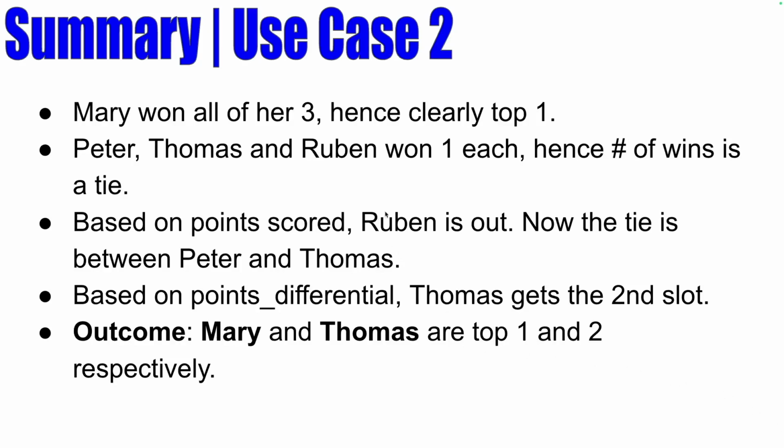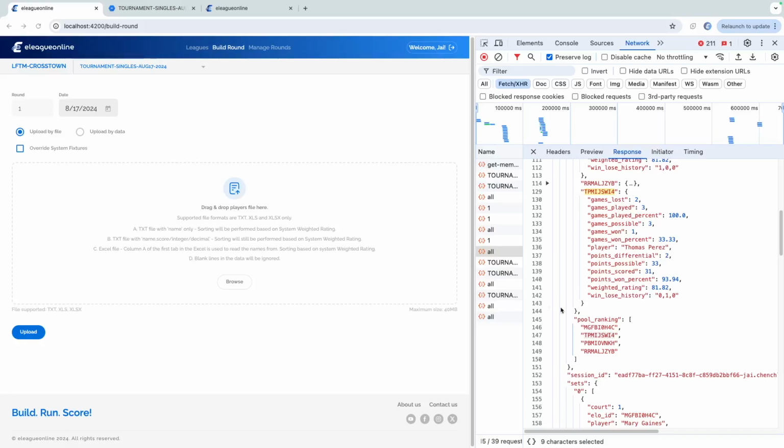A quick recap of the summary of use case 2. Mary won all of her 3 games, hence clearly on the top. Peter, Thomas, and Ruben won 1 game each, hence number of wins is a tie. Based on points scored, Ruben is out. Now the tie is between Peter and Thomas. Based on points differential, Thomas gets the second slot. Hence, the outcome is Mary and Thomas are top 1 and 2 respectively. Let's look at use cases 3 and 4 here.